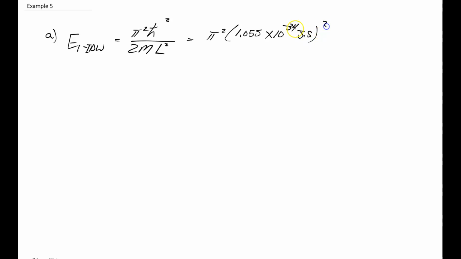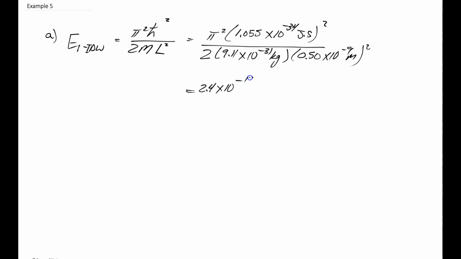For part A, we can use the equation that the energy is given by pi squared h bar squared over 2 m L squared, where h bar is 1.055 times 10 to the minus 34 joule second, quantity squared, over 2 times 9.11 times 10 to the negative 31 kilograms is the mass, and the length is 0.5 times 10 to the minus 9 meters, quantity squared. So this gives us 2.4 times 10 to the minus 19 joules, or 1.5 electron volts.